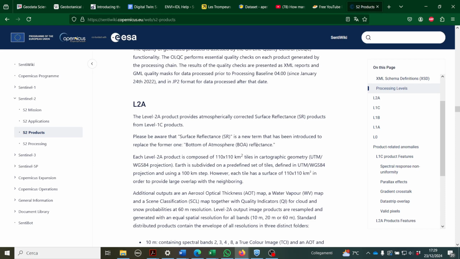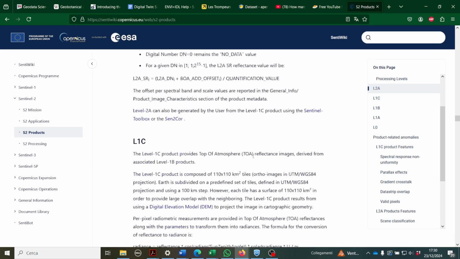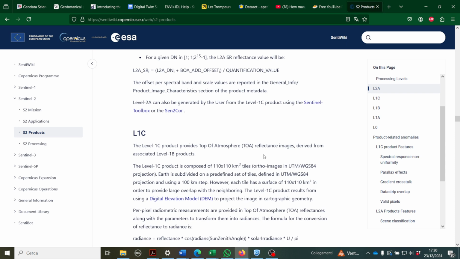This correction gives us what is acquired close to the surface, without any interference of the atmosphere. So the digital number that we get in this image is proportional to the reflectance or emittance coming from the surface. While level 1C, again here, bottom of the atmosphere is just close to the Earth's surface, level 1C is what is called TOA, the top of the atmosphere reflectance.